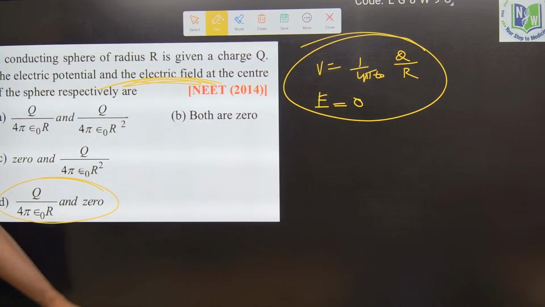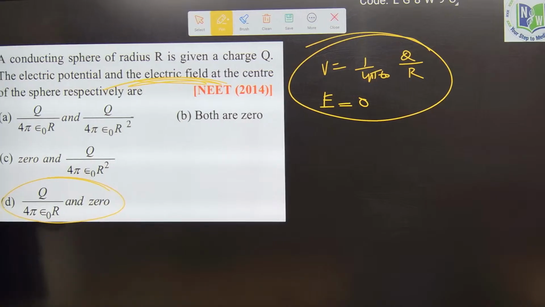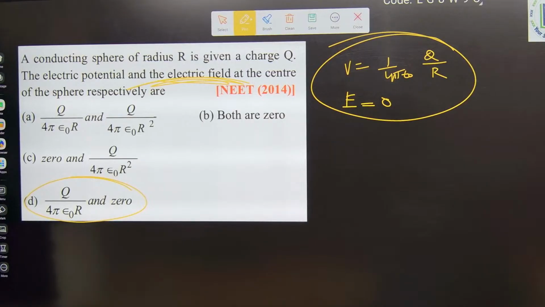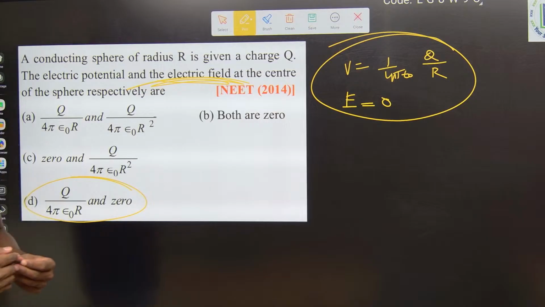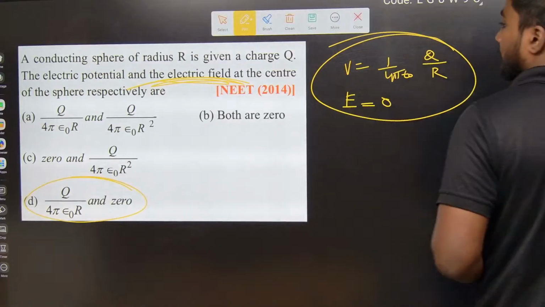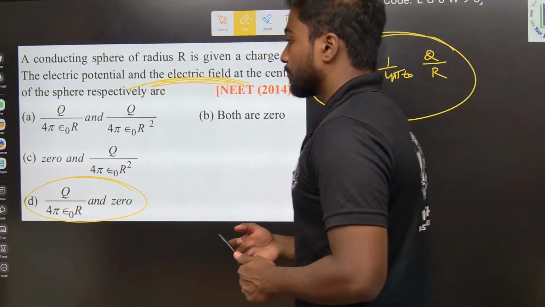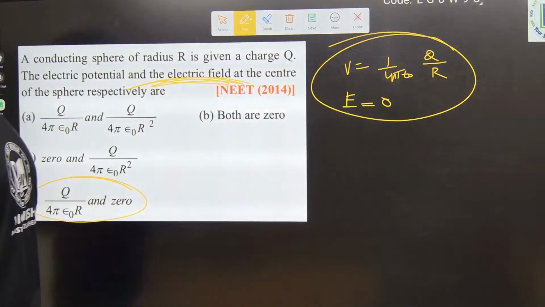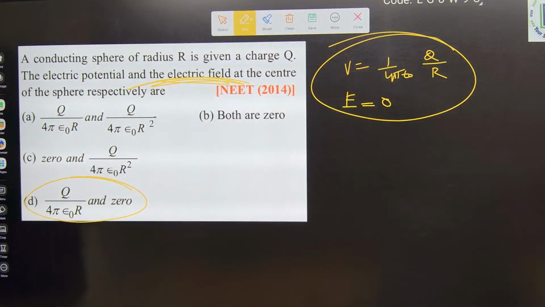This part of the question is not visible. I'll arrange it. I guess it's visible right now. Okay. We'll go for the next question. You can copy down or take a screenshot of that. We'll go for the next.